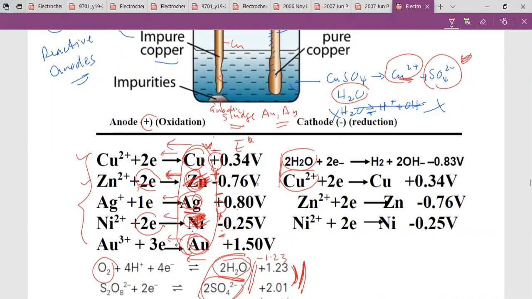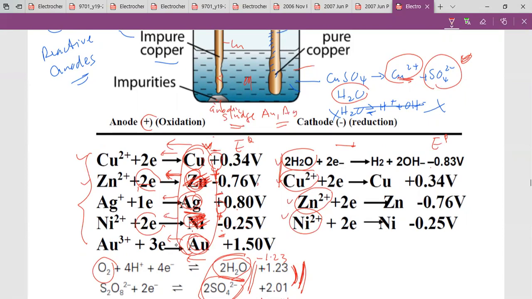Now, as it comes out, in the solution there is your zinc 2 plus and your nickel 2 plus. So now inside the solution there are 4 competitors to be discharged, according to the electrode potential. Now, for H2 to be discharged, it is negative, which means it is not feasible, but requires energy. Copper 2 plus is positive, zinc 2 plus is negative.